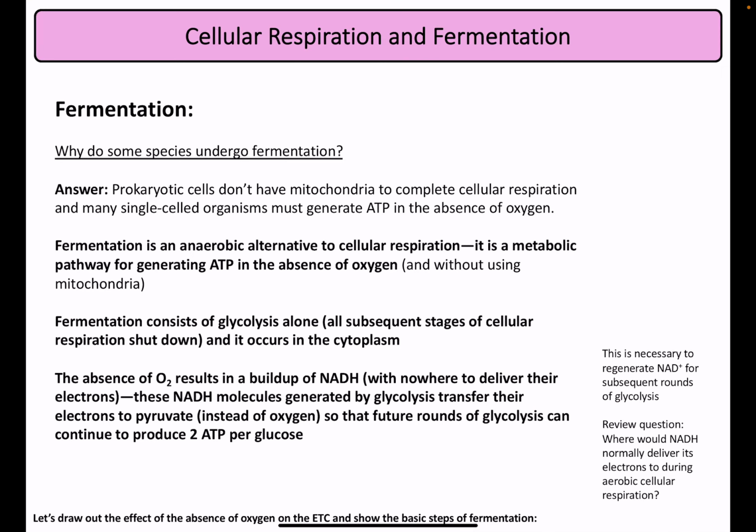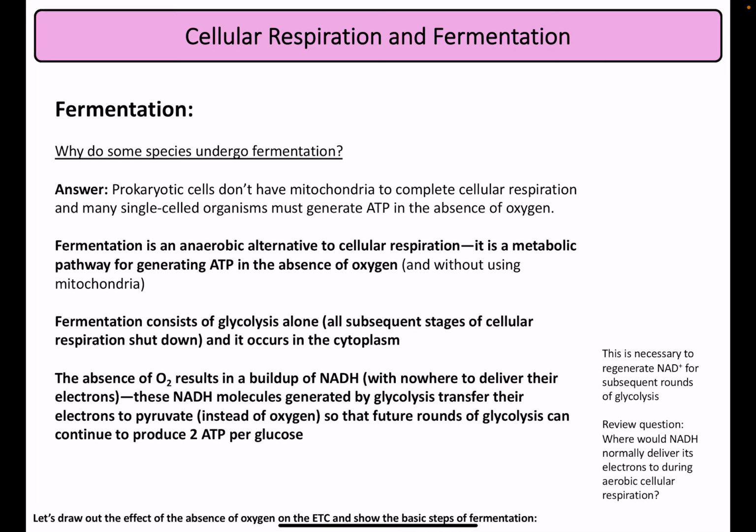Now this last paragraph here should make more sense. I'm going to read it. It says, the absence of oxygen results in a buildup of NADH with nowhere to deliver their electrons, right? They can't deliver it to the ETC. Therefore, these NADH molecules, generated by glycolysis, instead transfer their electrons to pyruvate, so that future rounds of glycolysis can continue to produce 2 ATP per glucose that is metabolized. Simple, but efficient for a single-celled organism like a bacterium or a yeast.